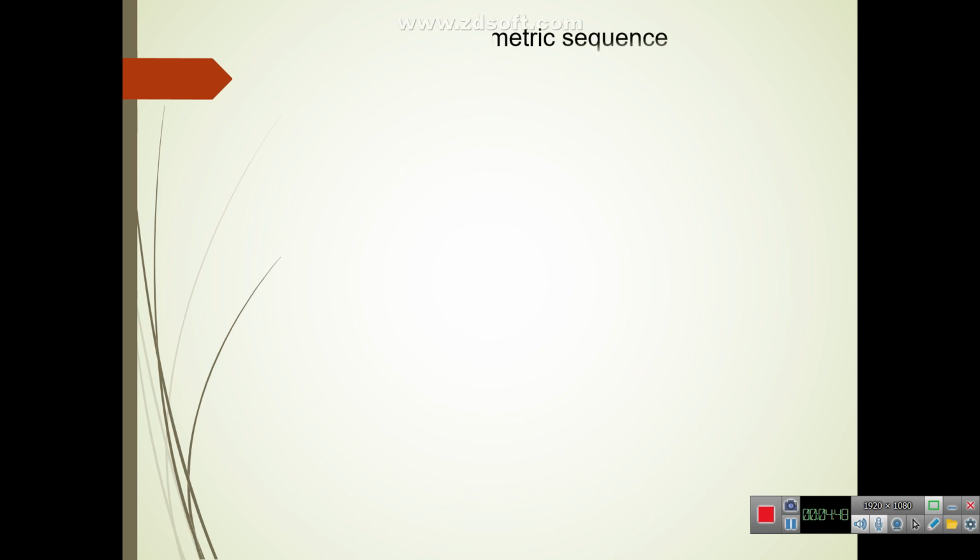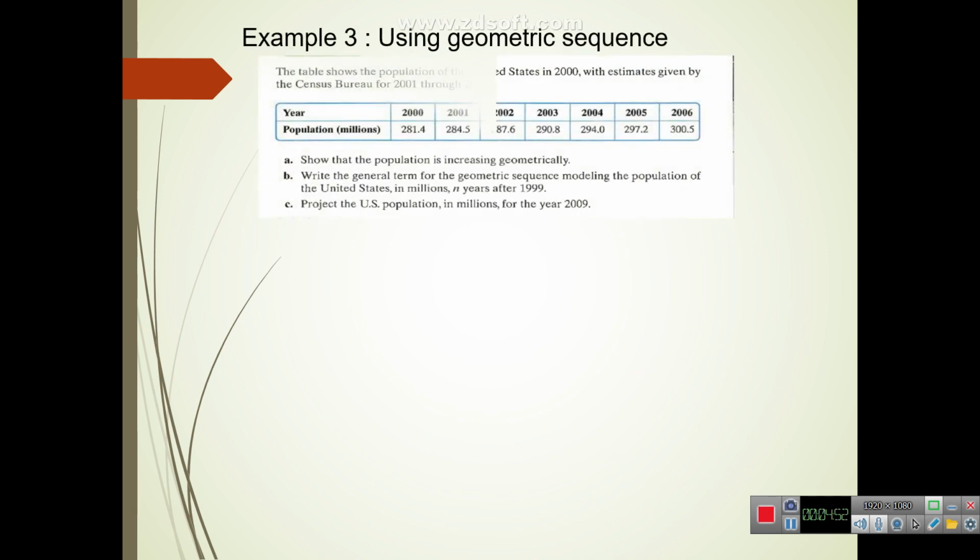Now let's see the application of the geometric sequence. The table shows the population of the United States in 2000 as estimated by the Census Bureau for 2001 through 2006. There is data given here, and there are questions. The first one: show the population, that means the data given in the table, is increasing geometrically. So we have to show this is a geometric sequence.